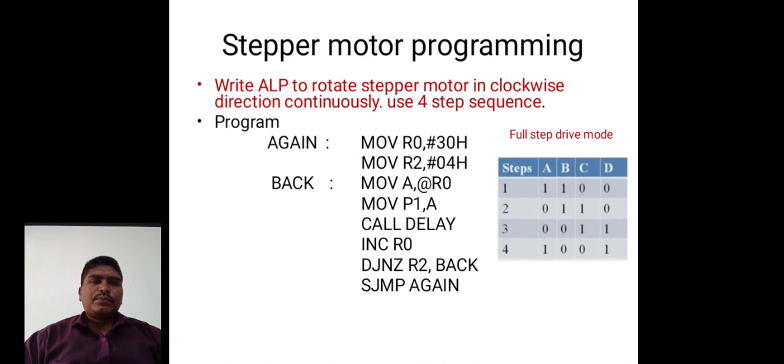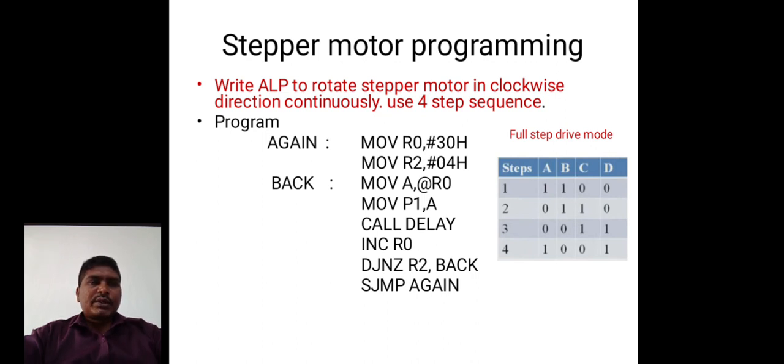So this is the program. Here write an ALP, that is an assembly language program, to rotate the stepper motor in clockwise direction continuously and use a 4-step sequence. That is the question. This is a very simple program that I have written, and we can easily understand it. And one more thing, here we are going to use full step drive mode. The table clearly shows the full step drive mode.